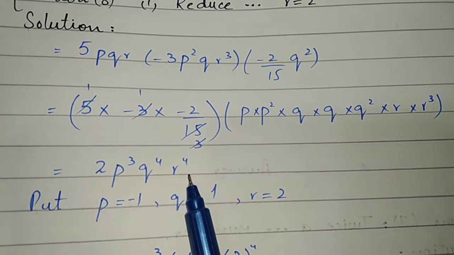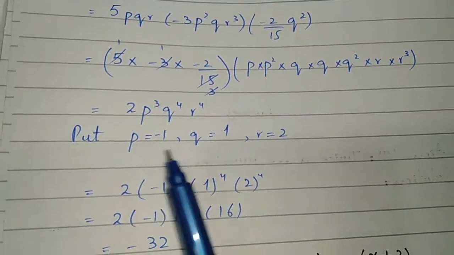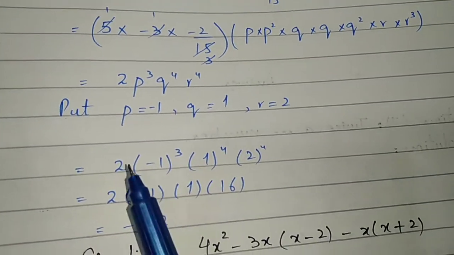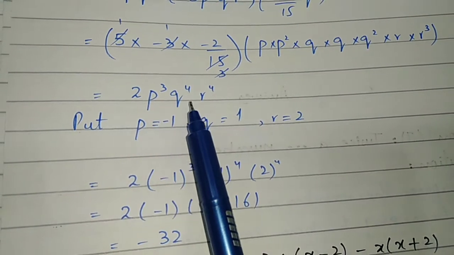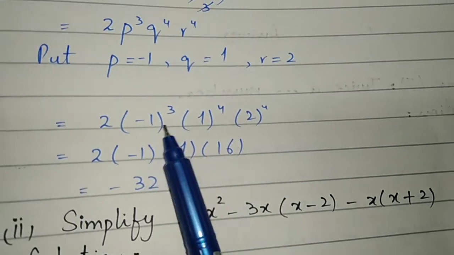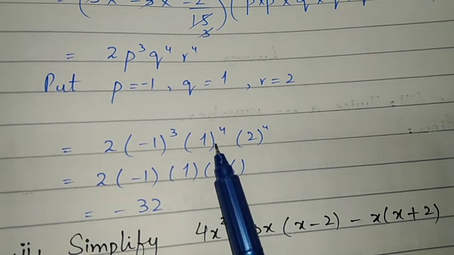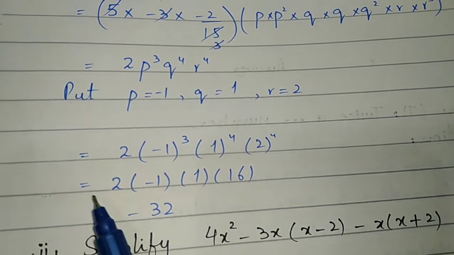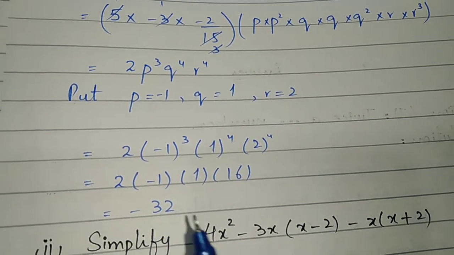This is the monomial term, and now we have to put the value of p, q and r, that is minus 1, 1 and 2 respectively. So 2 times minus 1 cube, 1 power 4 and 2 power 4. Minus 1 cube equals minus 1, 1 power 4 is always 1, and 2 power 4 is 16. And after the multiplication we will get negative 32.